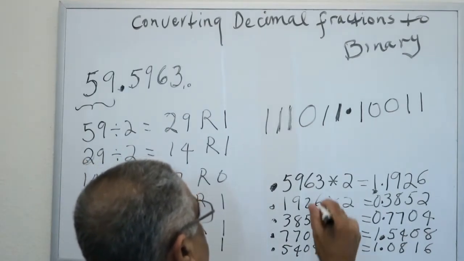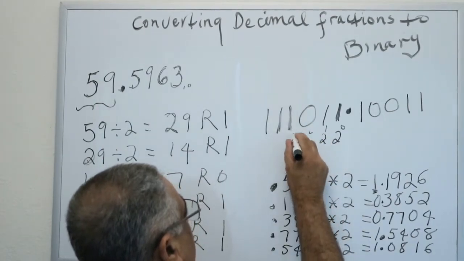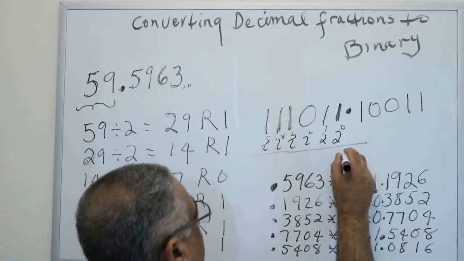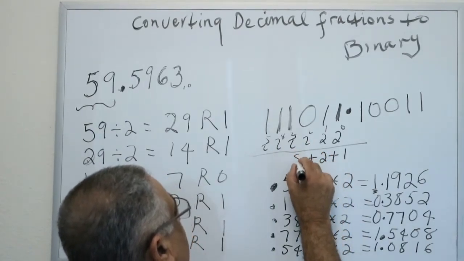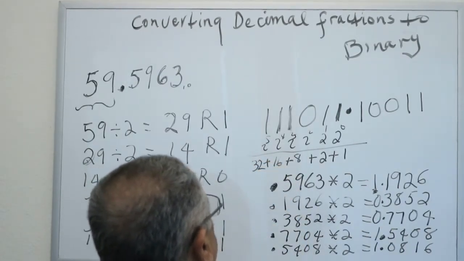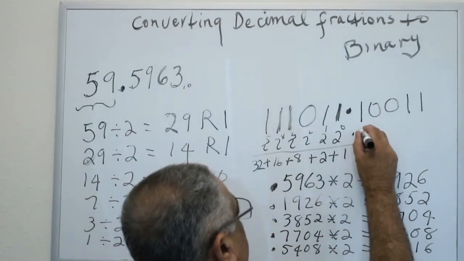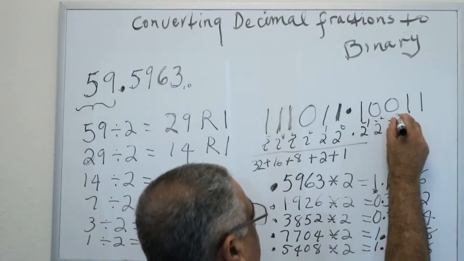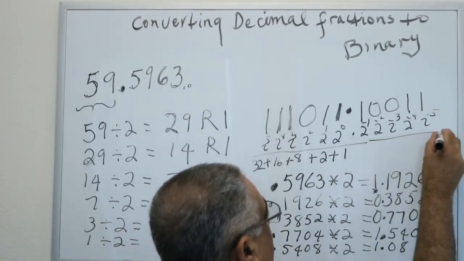If you look at this, this is 2 to the 0, 2 to the 1st, 2 to the 2nd, 2 to the 3rd, 2 to the 4th, 2 to the 5th. We go down here, that's 1 plus 2 plus 8, 16, 32. So this becomes 40, 56, so that's 59. Now this side here is 2 to the -1, -2, -3, -4, -5. So how do we do this?